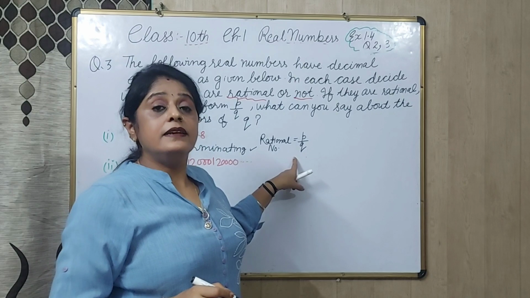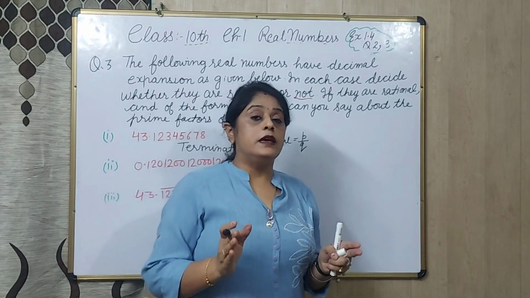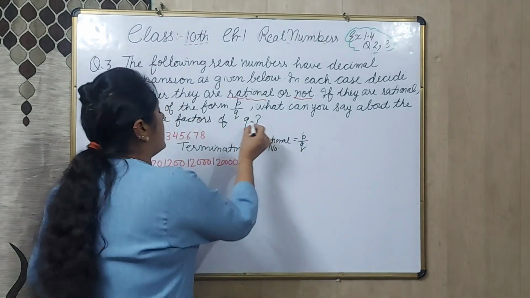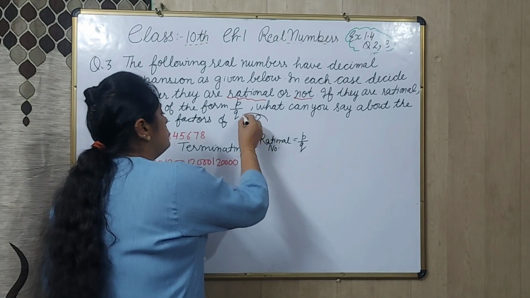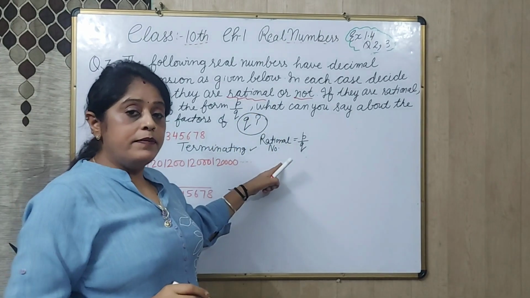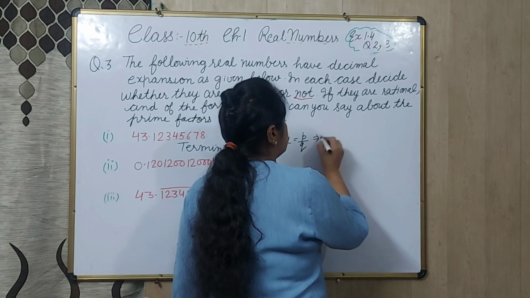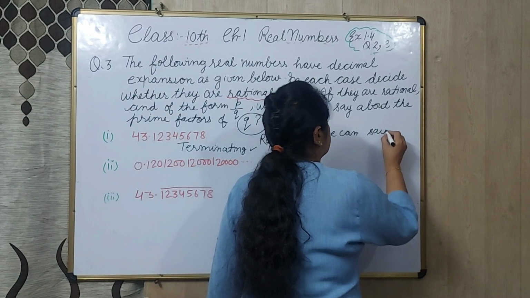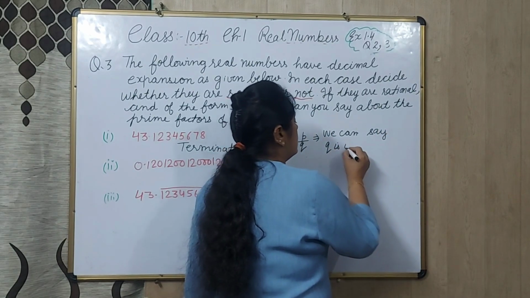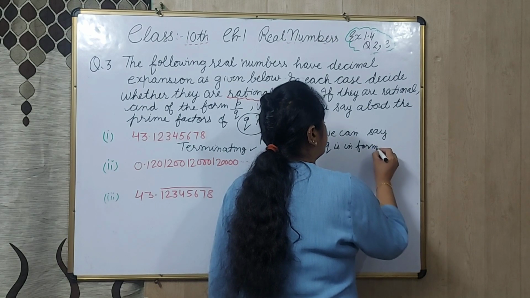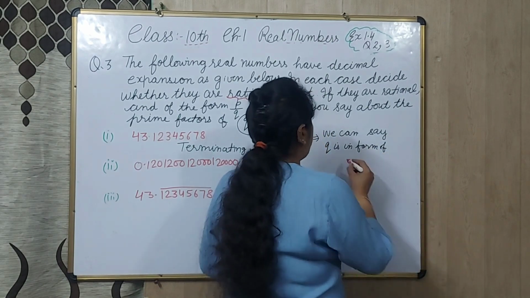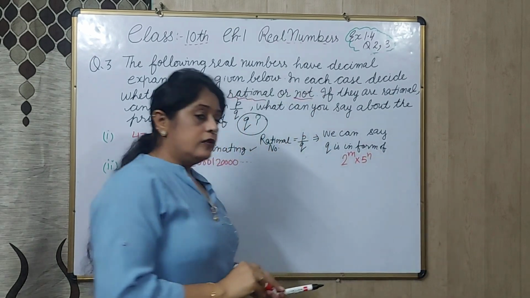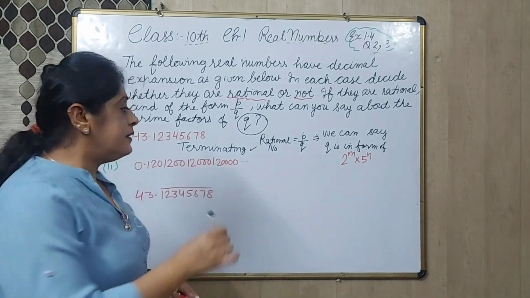And for a terminating decimal, you know that Q should be in the form of 2 power m and 5 power n, because we have to tell about this Q. If it is a rational number, what about Q? So we can say Q is in form of 2 power m multiply 5 power n. Revise theorems 1.5, 1.6 and 1.7.